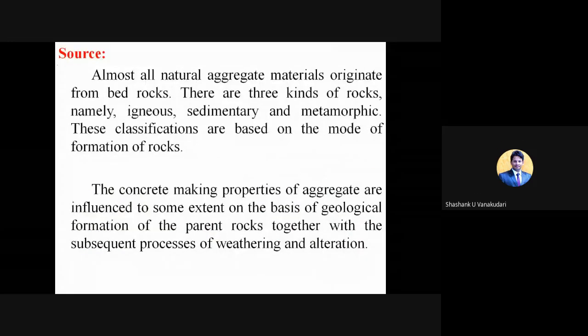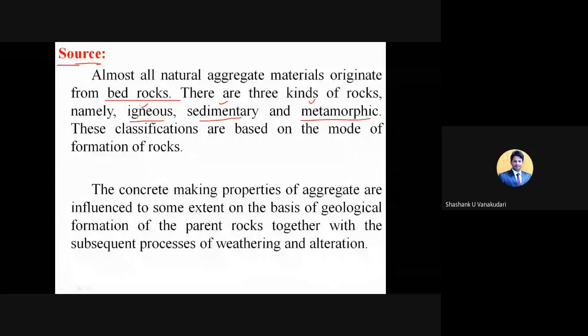Yeah, and then source. The next parameter is source. Almost all natural aggregate materials originate from bedrocks, which are available below the earth. These are three kinds of rocks, namely igneous rocks, sedimentary rocks, and metamorphic rocks. You have already studied this in the geology subject, and even the classification, how they have been classified based on the mode of formation of the rocks. They are divided into igneous rocks, sedimentary rocks, as well as metamorphic rocks. So there is no need to elaborate again on these parts.